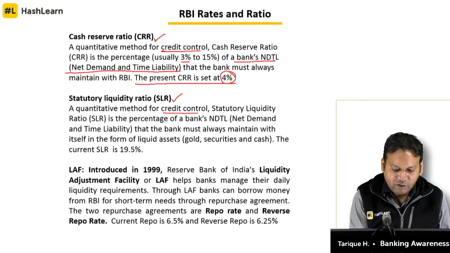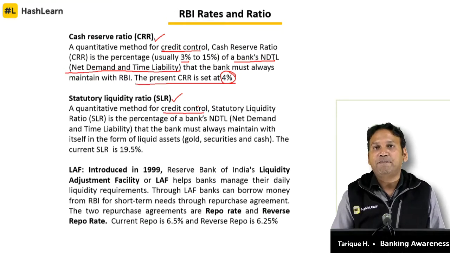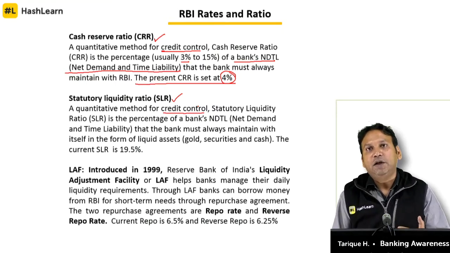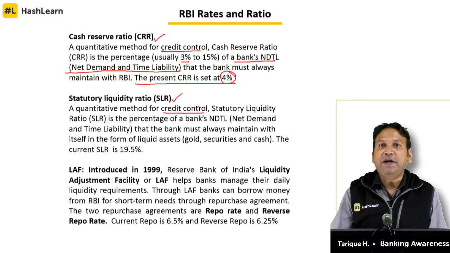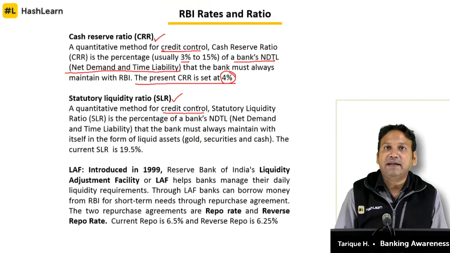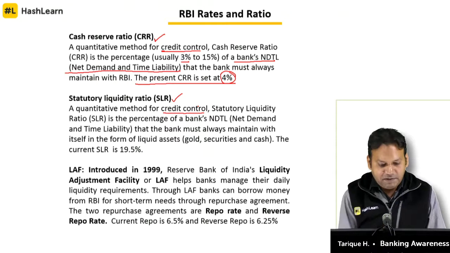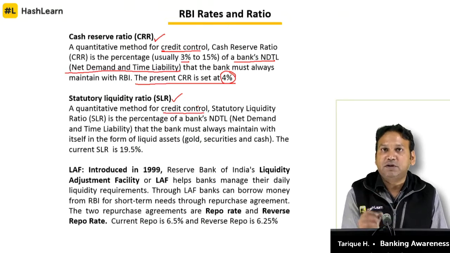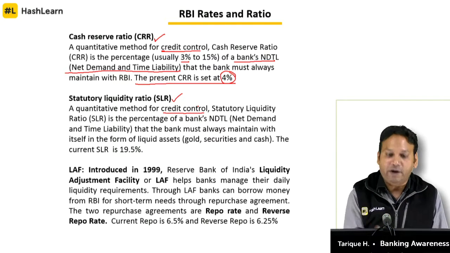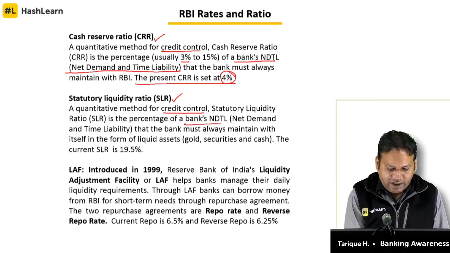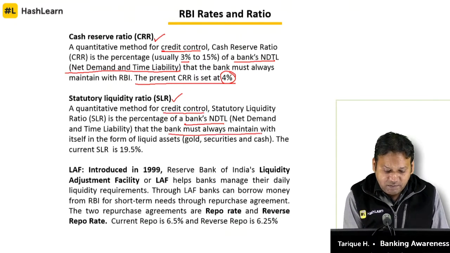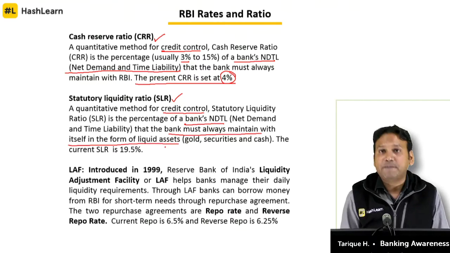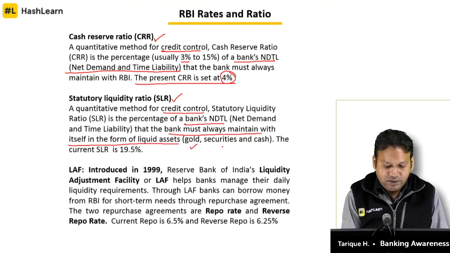अगर बैंक जो है वो पैसे नहीं यूज कर पाएगा तो कम लोन दे पाएगा. अगर हम SLR को बढ़ा देते हैं, that means we are decreasing the ability of banks to give credit. And if we reduce SLR, the percentage, that means we are increasing the ability of banks to give credit. That's why it's a quantitative method. It's a percentage. So it's a quantitative method of what? Credit control. Statutory liquidity ratio SLR is a percentage of NDTL. Now what is NDTL? Already I have discussed with you. That banks must always maintain with it in form of liquid assets. What are liquid assets? Gold, securities and cash.